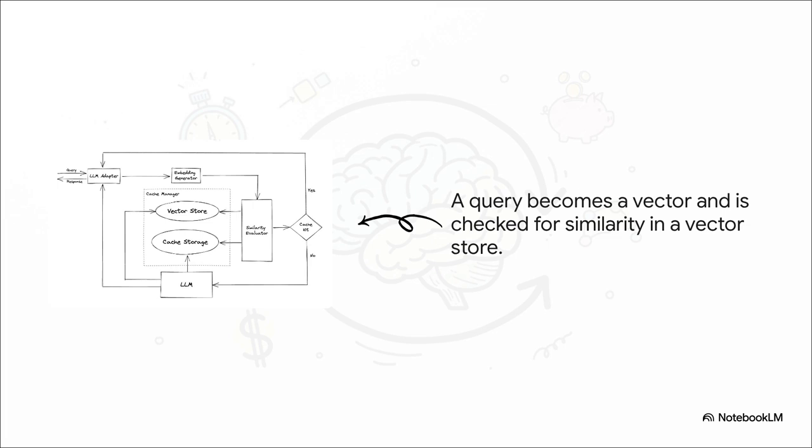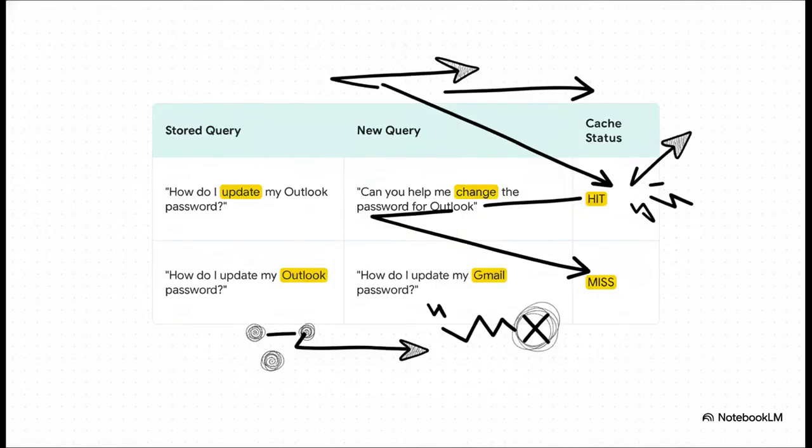It then searches the database of all the other fingerprints it's seen before to find the closest match. If it finds one that's close enough, boom, we've got a cache hit. And just look at the results. The first query uses totally different words, a different structure, but because the meaning is so close, it's a hit. That's incredible.